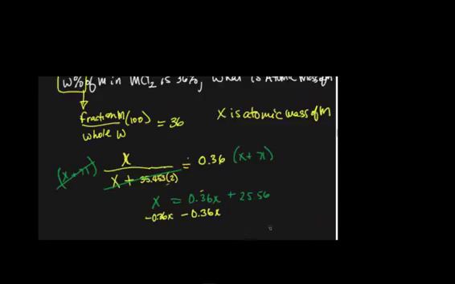So this is going to give me 1 minus that is what? 0.64x equals 25.56. So if I take that and divide by 0.64, I get 39.9375.